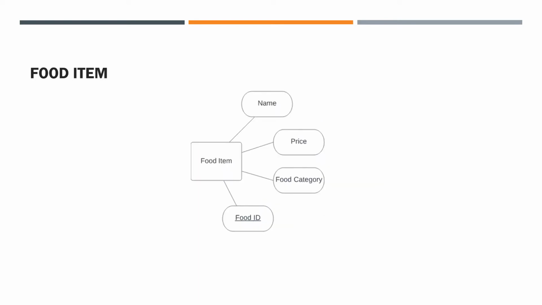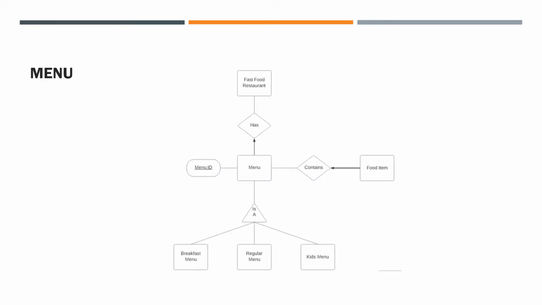The food item has 4 attributes as well: the name, the price, the food category, and the food ID. The food ID will be the unique identifier for this entity. The next item we'll discuss is the menu item. So this entity consists of a menu ID as its unique identifier and contains multiple food items. Each menu can be broken down into one of the 3 subcategories: a breakfast menu, regular menu, or kids menu.